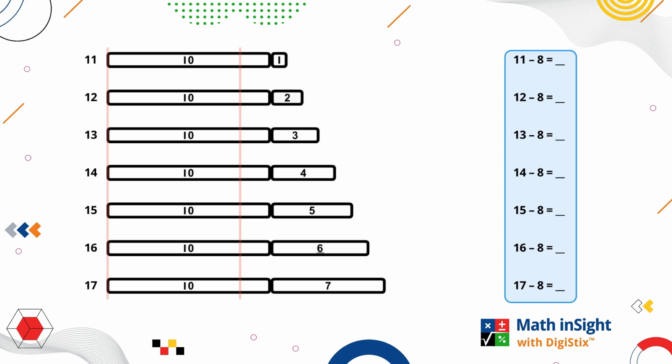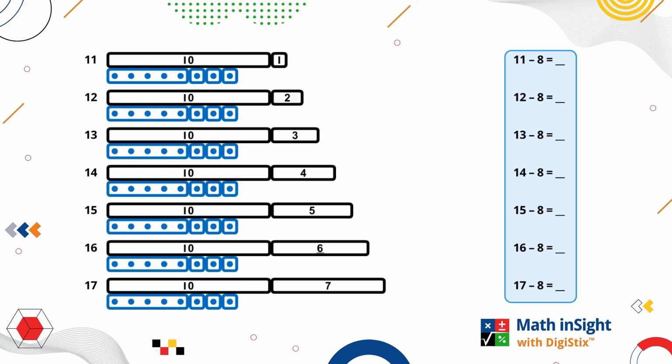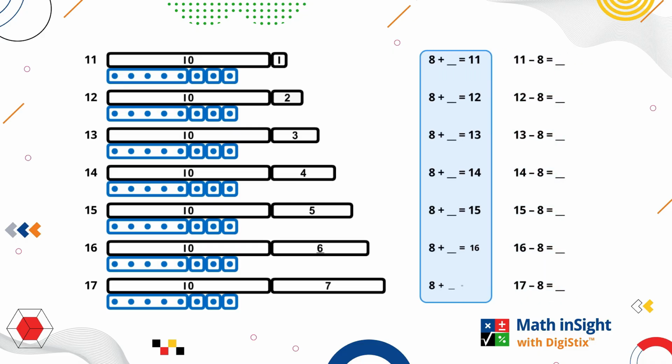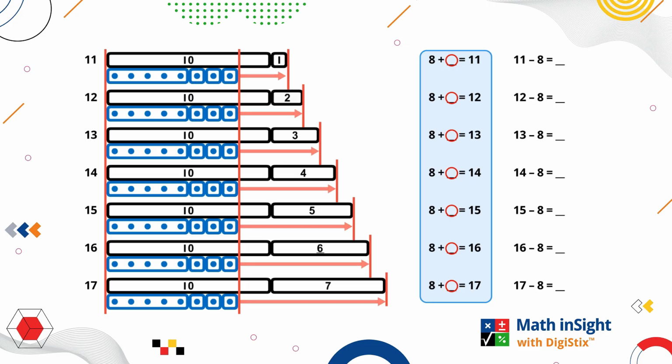We'll subtract the number 8 from each of these numbers greater than 10. We'll show each 8 with DigiStix like this. Next, we rewrite subtraction as addition with an unknown addend like this. So, we need to find the number shown by the arrows.